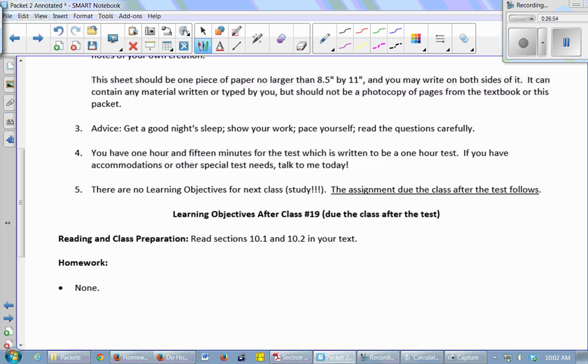You can write on both sides of it. It can contain any material that is written or typed by you. That's the only restriction, is that you have to write it or type it yourself. Okay. No photocopying chunks of the book and shrinking them down and pasting them onto a piece of paper.